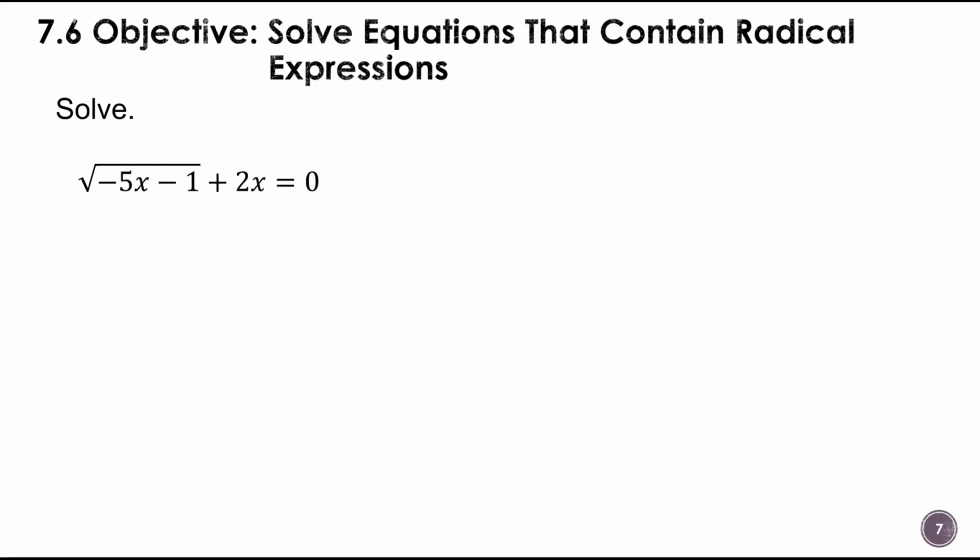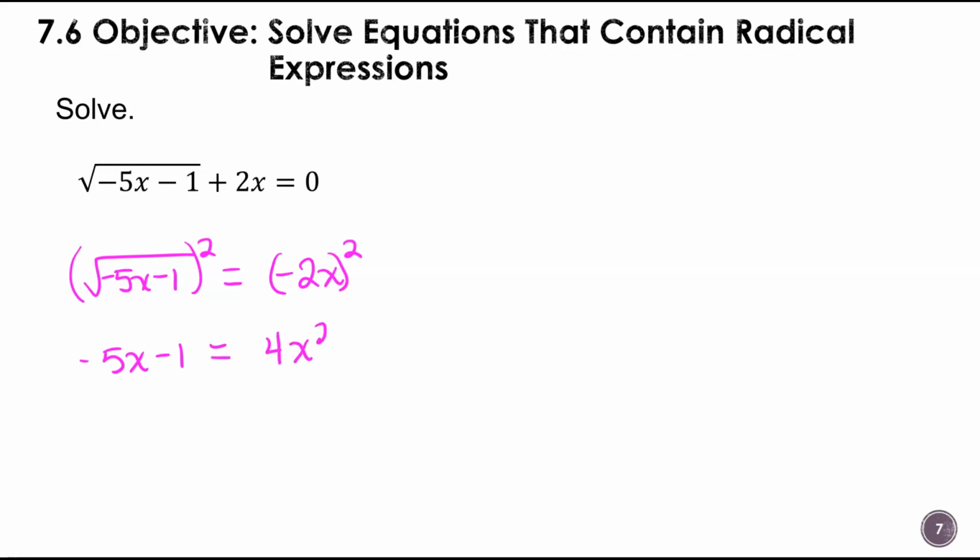Okay. So next one, we're going to subtract the 2x. So we isolate the radical, and then we will square both sides because this is a square root. So negative 5x minus 1 equals 4x squared, right? Because we take negative 2x times negative 2x.